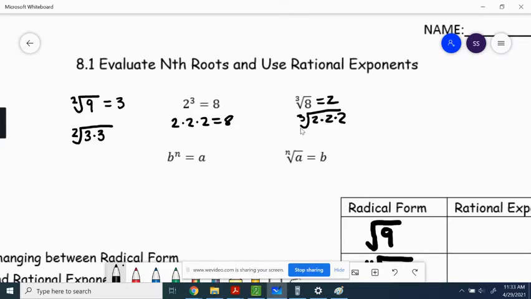All right, and we have this written out here in variables. So b raised to the power of n equaling a is the same thing as a to the nth root equaling b.